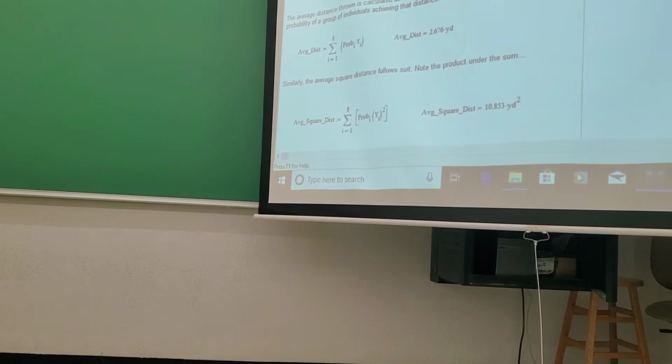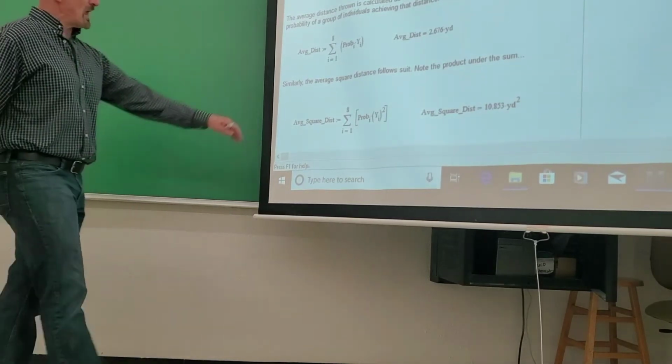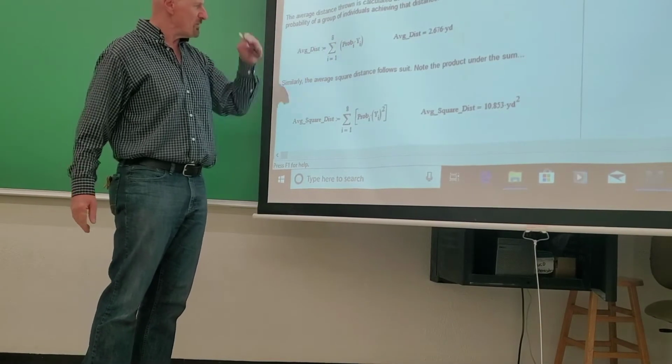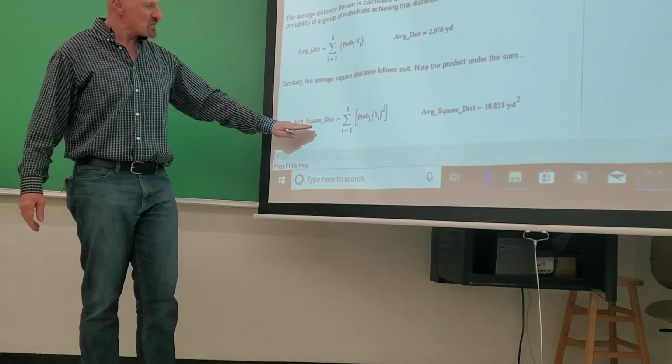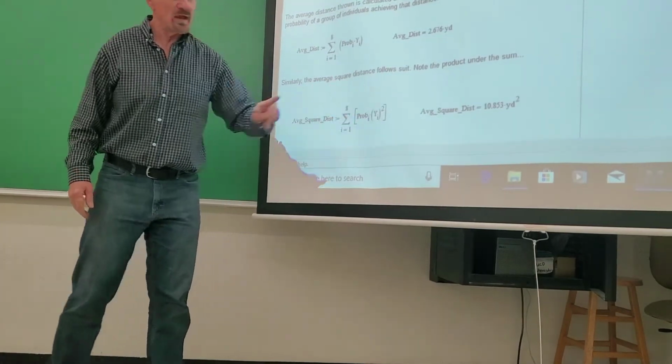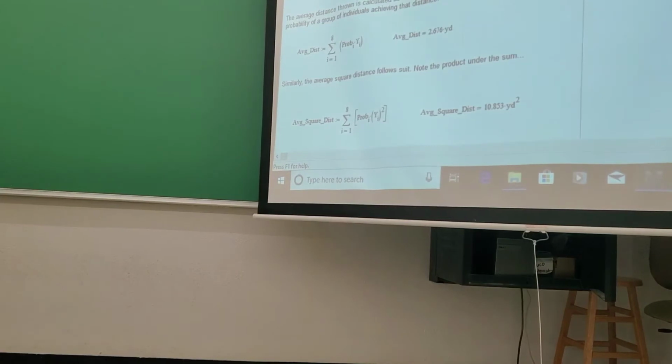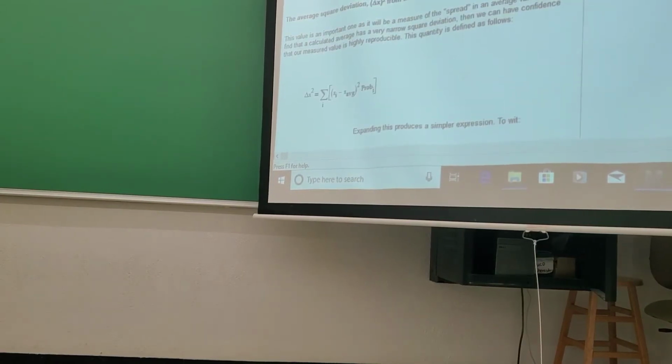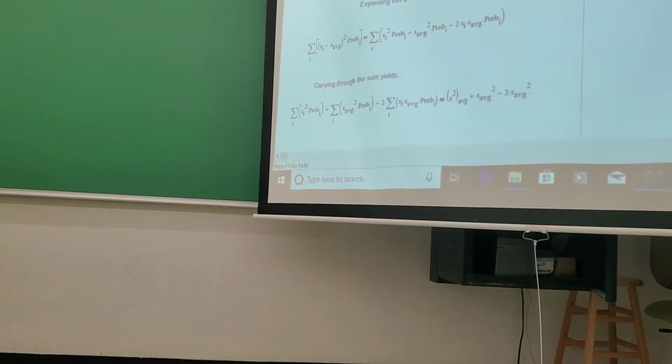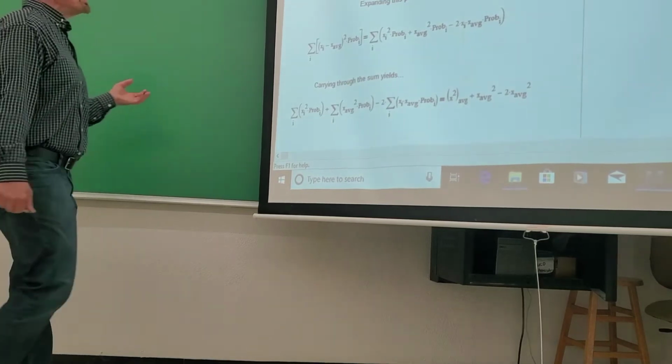So then we did the average, exactly what I've indicated here. The average is the probability times whatever value you're interested in. For the average square in this instance, it's the probability times the value squared, which of course we used to produce this quantity here, which was the average square deviation.